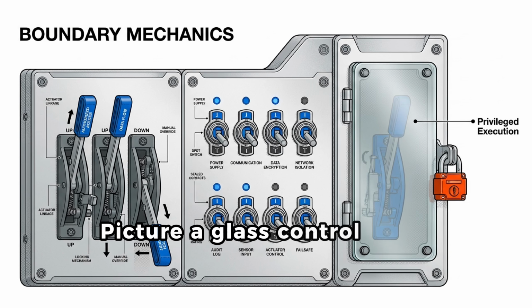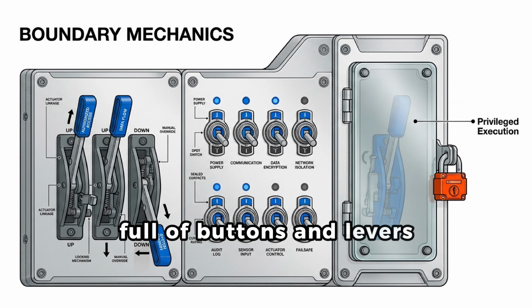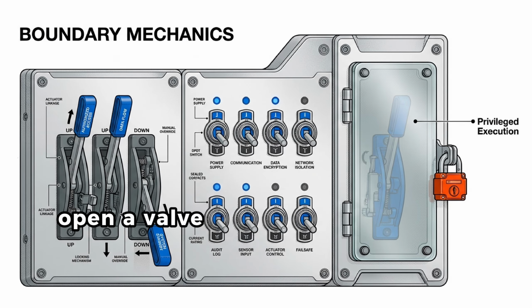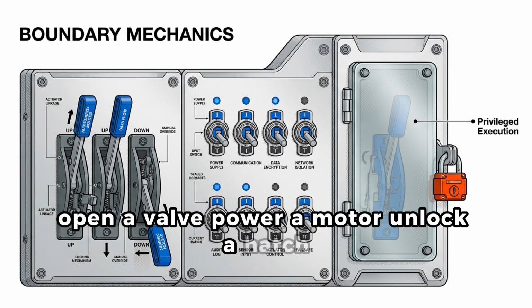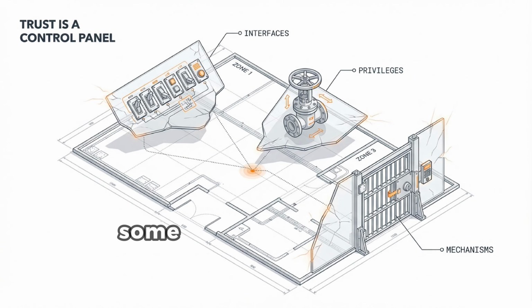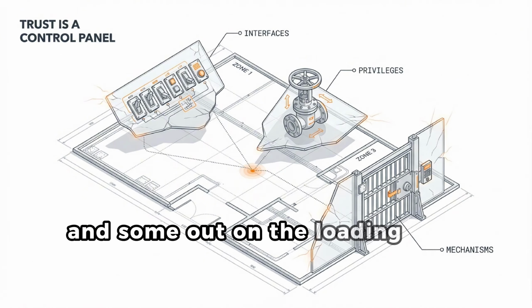Picture a glass control panel full of buttons and levers. Each lever moves part of a machine. Open a valve, power a motor, unlock a hatch. Now imagine those levers are spread across a factory floor, some in the control room, some in a locked workshop, and some out on the loading dock.